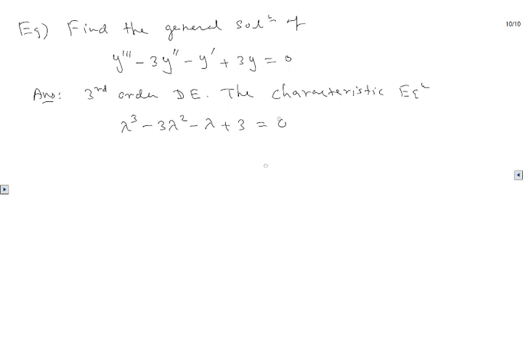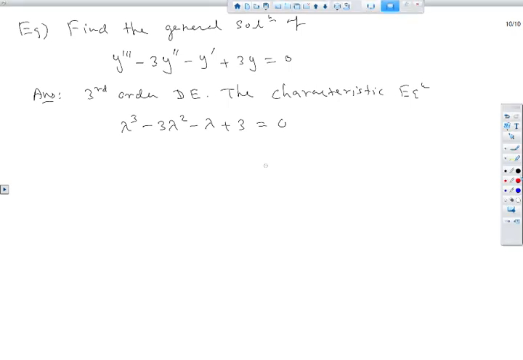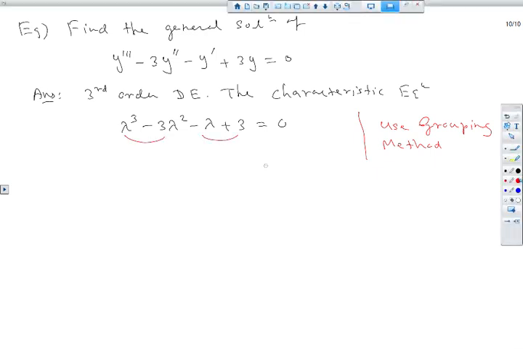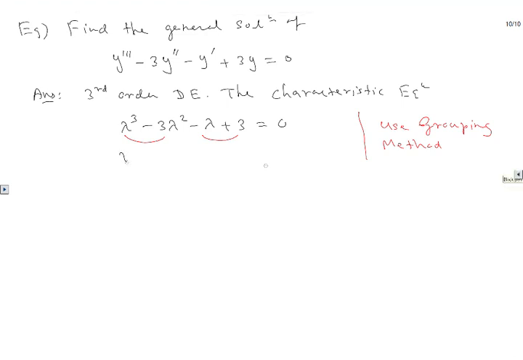Now this is a cubic polynomial, and the question is how to find the roots. When you get a cubic polynomial, we normally use the grouping method. So what's the grouping method? You group these two and those two separately and try to find the common factor. If you take a lambda squared out, you're going to get lambda minus 3. Now you try to create lambda minus 3 in the other group. If you take a minus 1 out, you're going to get lambda minus 3.